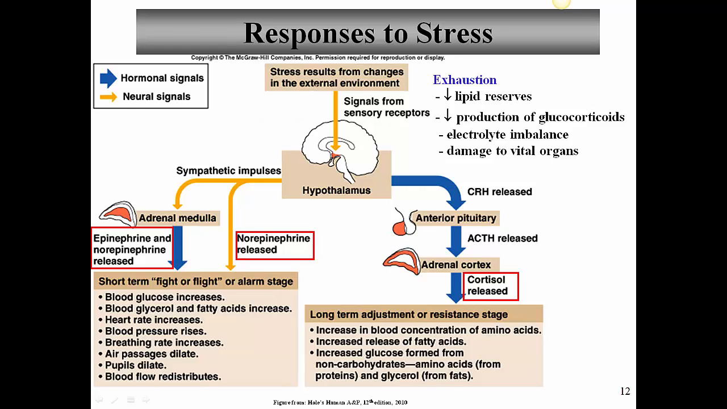You'll see a general outline here of our response to stress. You'll notice the stress comes from changes in the external environment. Now, as we said before, this can be psychological or physiological. This will stimulate the hypothalamus to activate the sympathetic nervous system.